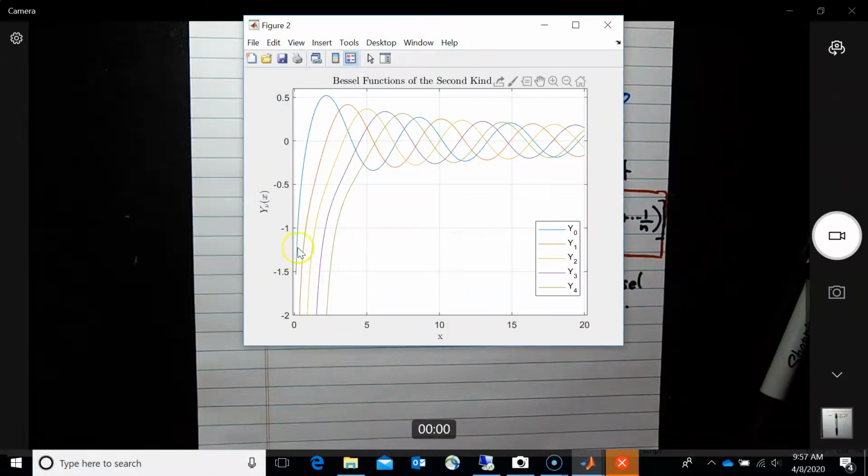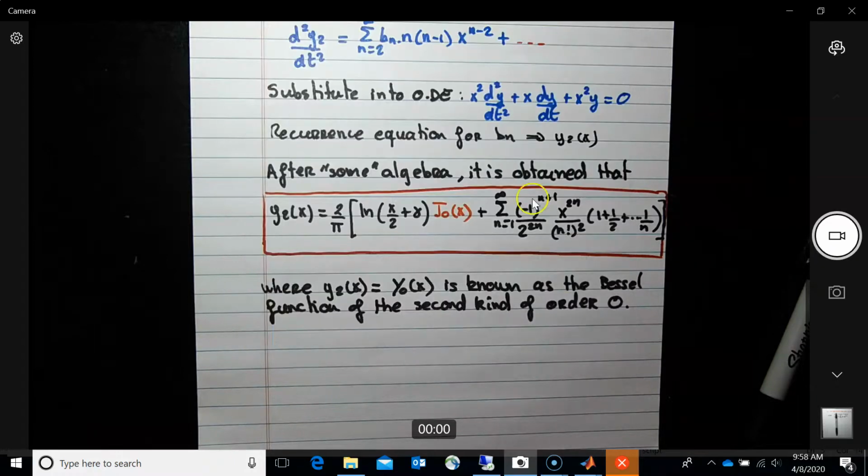So you see they are singular at 0. The first one is singular at 0. It goes all the way down, but it's never going to touch it. Okay, and basically after a while it becomes almost like a sine or cosine wave, with the amplitude slowly diminishing. Okay, so we are almost there.